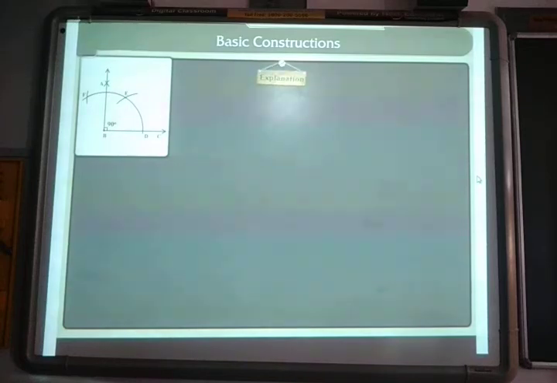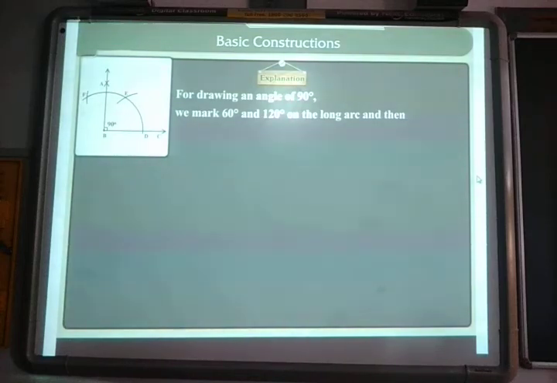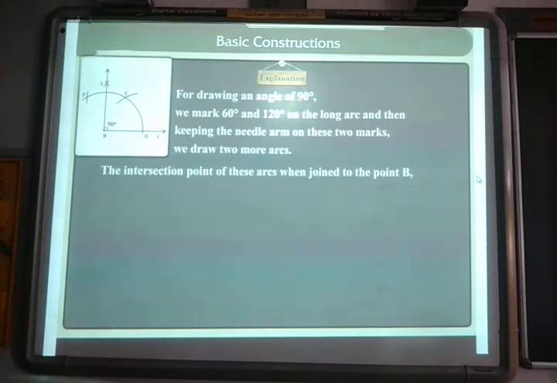We keep the same radius for all the arcs that we draw in order to construct an angle. For drawing an angle of 90 degrees, we mark 60 degrees and 120 degrees on the long arc, and then, keeping the needle arm on these two marks, we draw two more arcs. The intersection point of these arcs, when joined to the point B, gives an angle of 90 degrees.